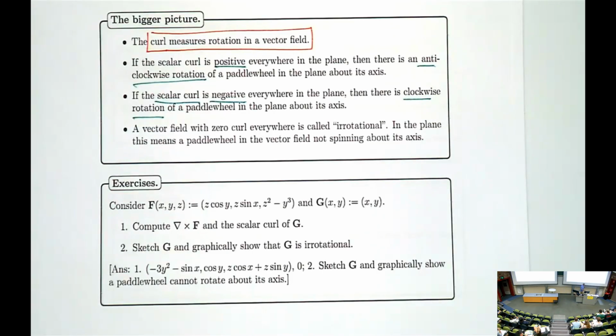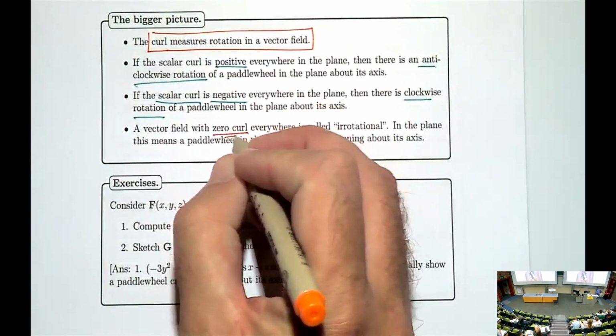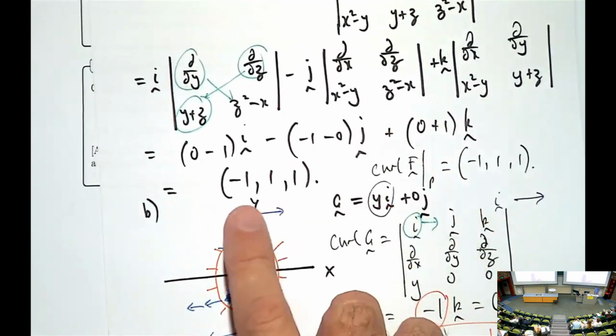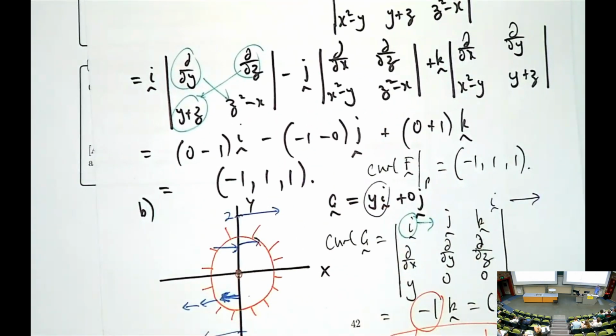Okay, finally, like you said before, if you have 0 curl, you talk about the vector field being irrotational. Now, some of you may be thinking, well, hang on. This doesn't look like, it's just pointing in two opposite directions. How does that rotate things? Well, the field may not be rotating itself, but its impact will rotate stuff, okay?